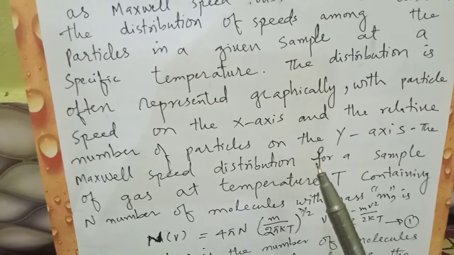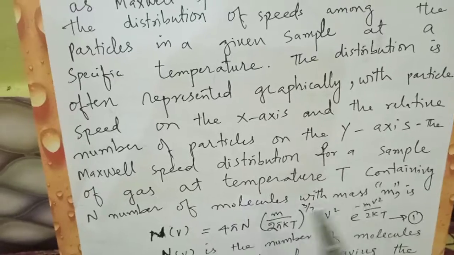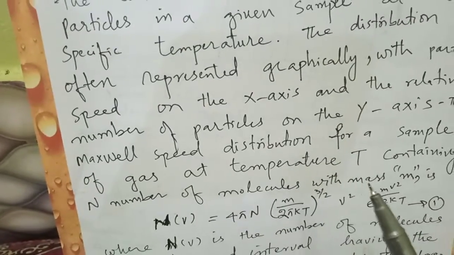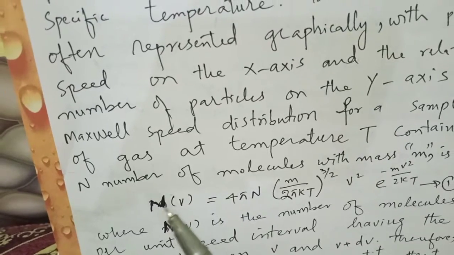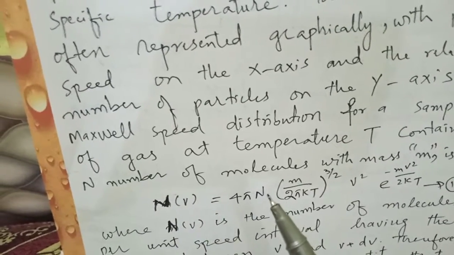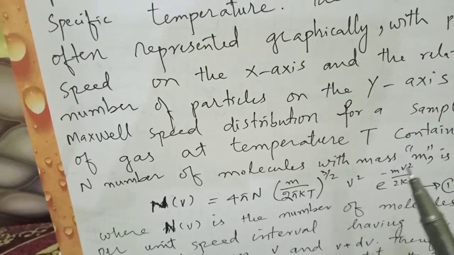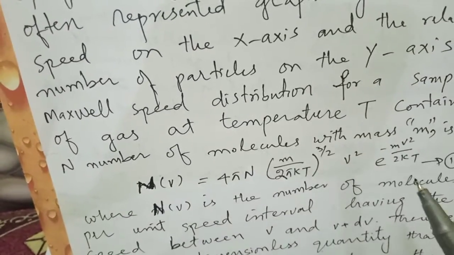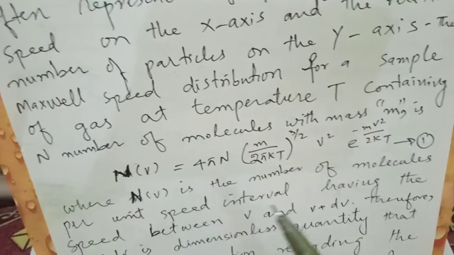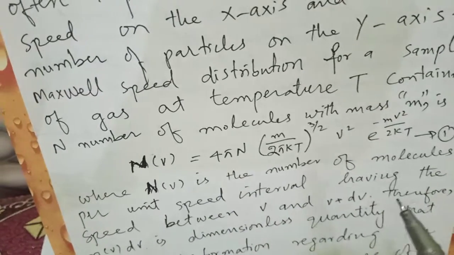The Maxwell-Boltzmann distribution of speed for a simple case at temperature T containing n molecules with mass m is mathematically represented as N(v) = 4πn (m / 2πkT)^(3/2) v² e^(−mv²/2kT), where N(v) is the number of molecules per unit speed interval having a speed range between v and v plus delta v.